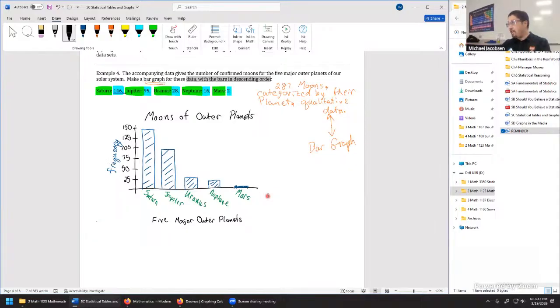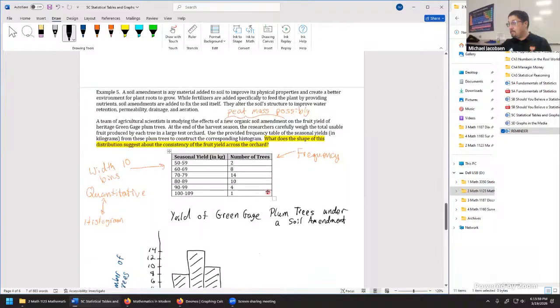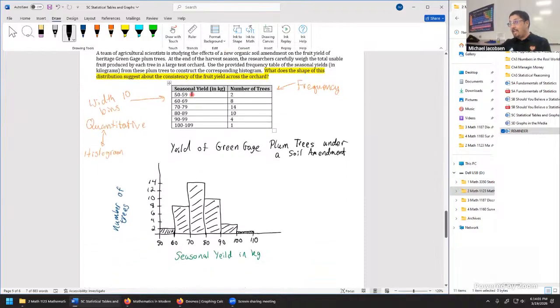Or you could be just kind of an adventurous person and put them in whichever order you would like. Maybe Mars comes first and then Neptune and so on. The order here was kind of artificial in a certain sense. But not in this case. The category 50 to 59 absolutely comes before the category 60 to 69 and so on down the line.